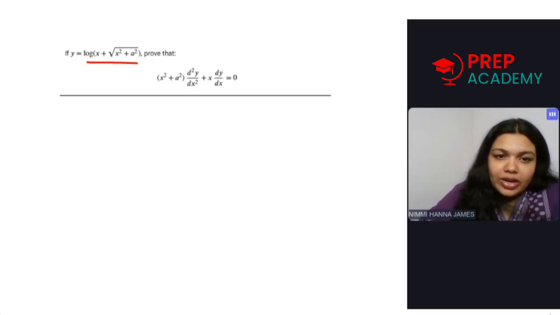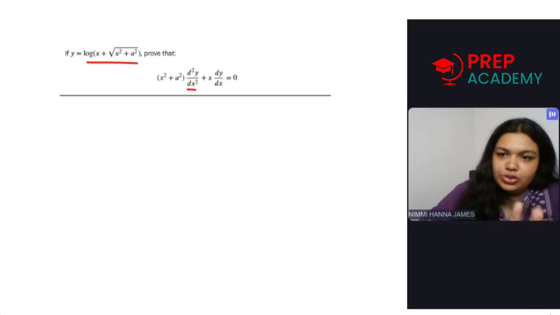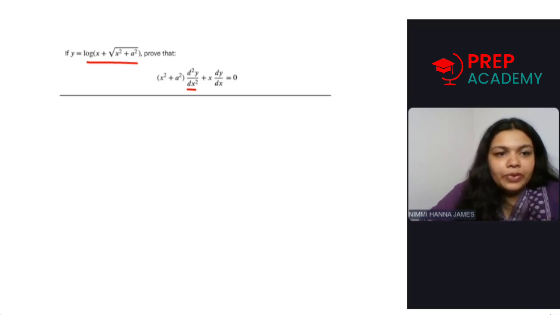So we have d square y by dx square. We want to get that. Okay, we have y, we want d square y by dx square and dy by dx. Just find it. If you know how to differentiate them properly using chain rule, product rule, or whatever rule it is, find it and substitute it directly. It's that simple. So we have y is equal to log of x plus root of x square plus a square.